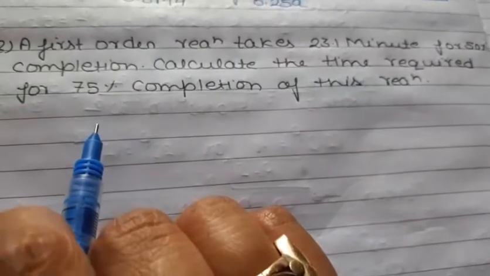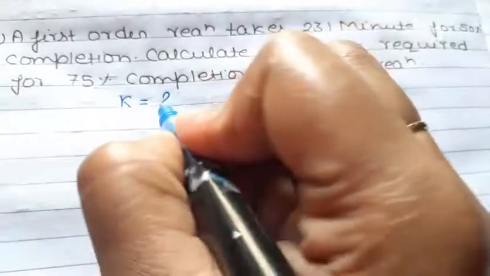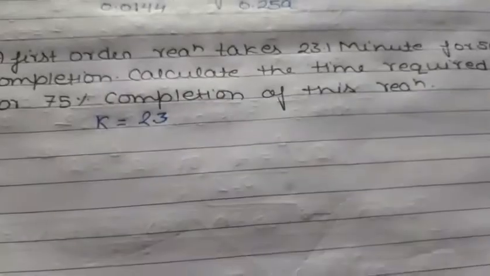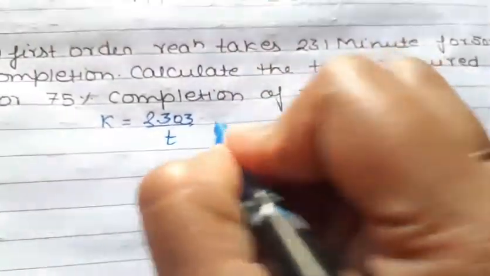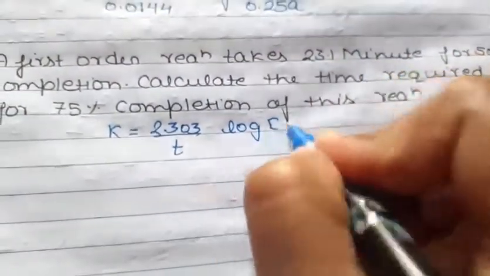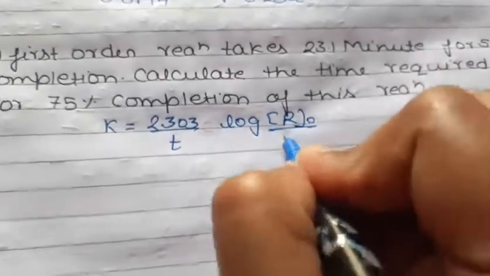Okay, now the next one: a first order reaction takes 23.1 minutes for 50% completion. Calculate the time required for 75% completion of this reaction. Students, same as before, we know that for a first order reaction, k equals 2.303 upon t log R naught upon R.